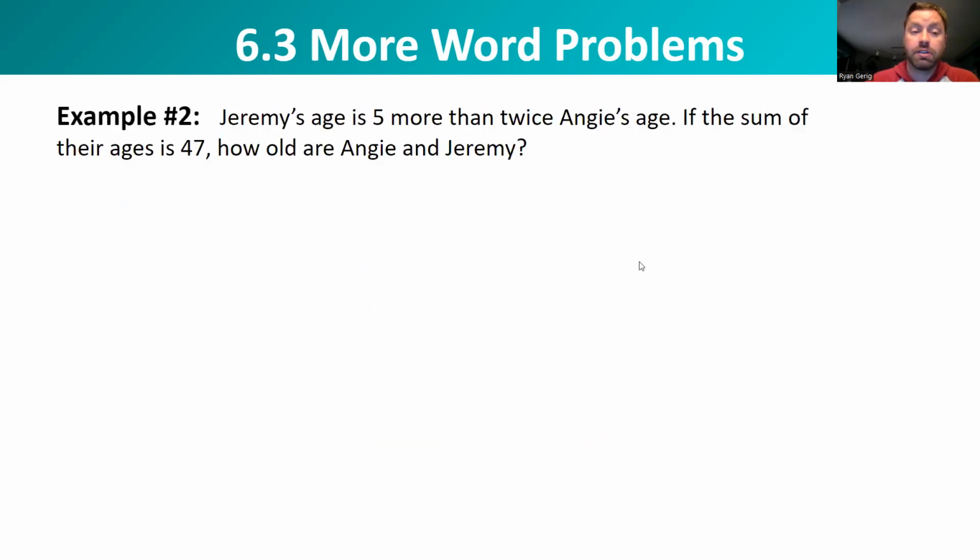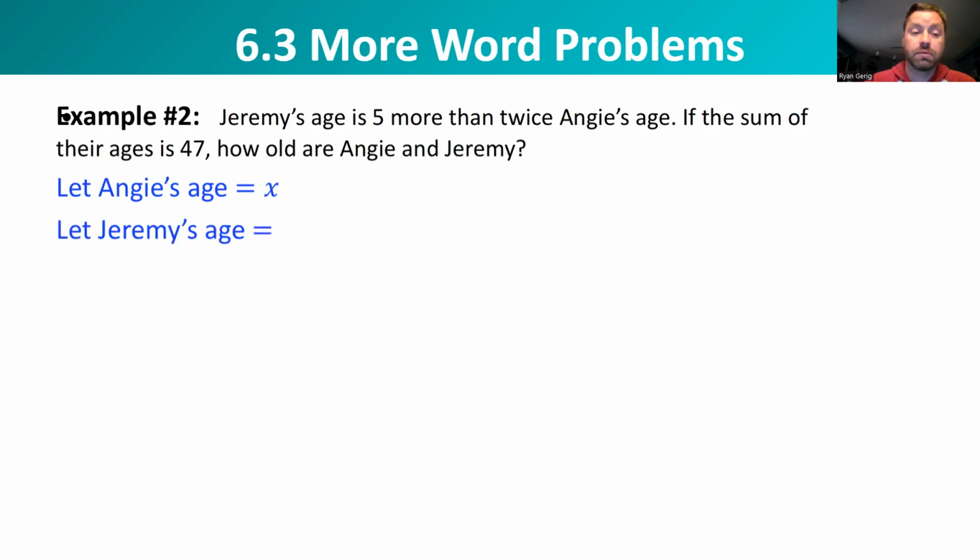Okay. Now, it's not all mean problems or average problems that we're looking at. We have other types of problems that have 2 unknowns. Jeremy's age is 5 more than twice Angie's age. If the sum of their ages is 47, how old are Angie and Jeremy? Well, that's 2 things that we don't know. Angie's age and Jeremy's age. We're going to let Angie's age be x. That means Jeremy's age is going to be written in terms of Angie's age.